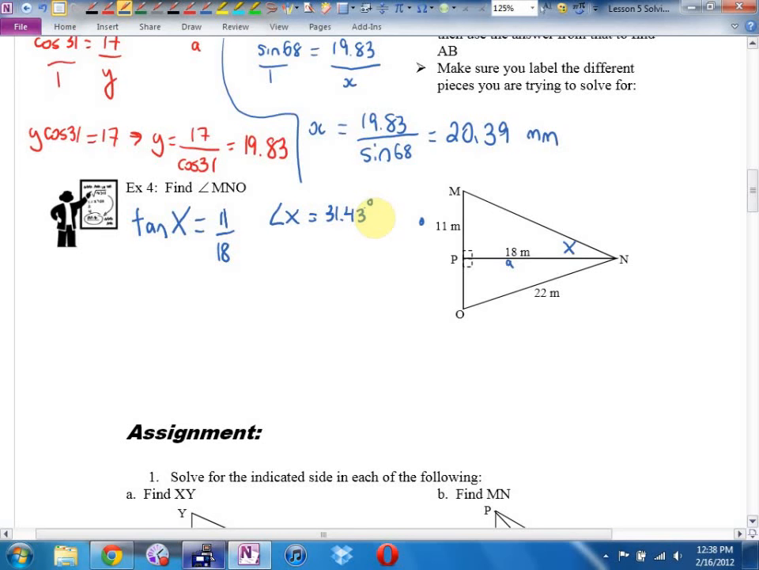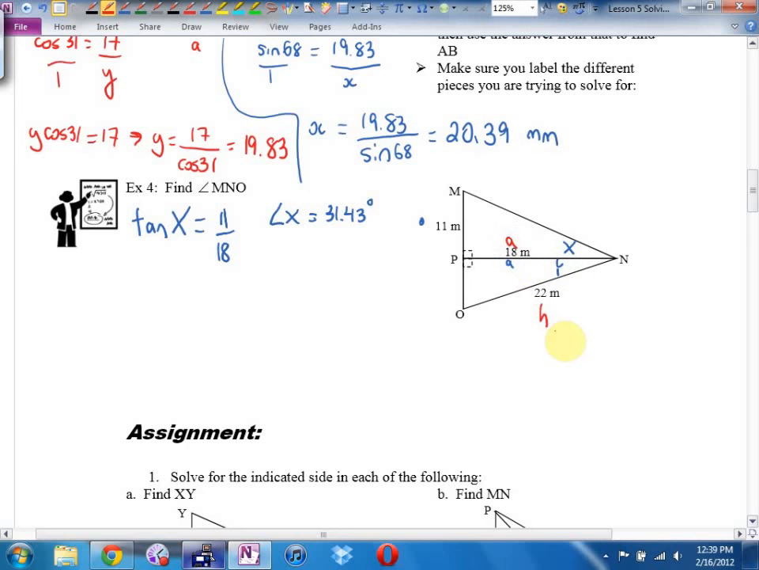Let's find the bottom angle. What would be a good letter to use for this one? Oh, I was waiting for that. Yeah. How about the big Y? Devon, my child. This 18, opposite, adjacent, or hypotenuse now? How about this 22?